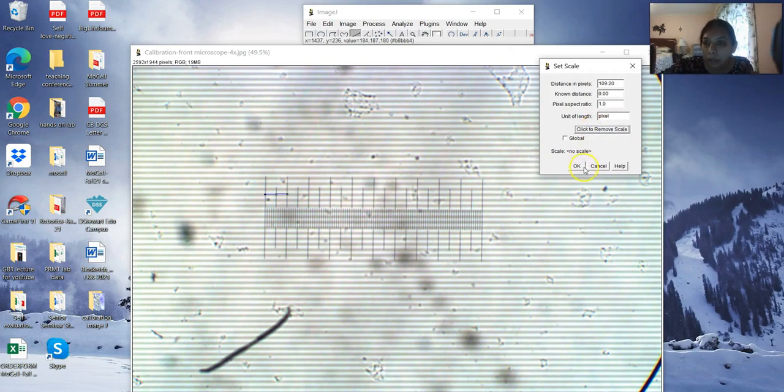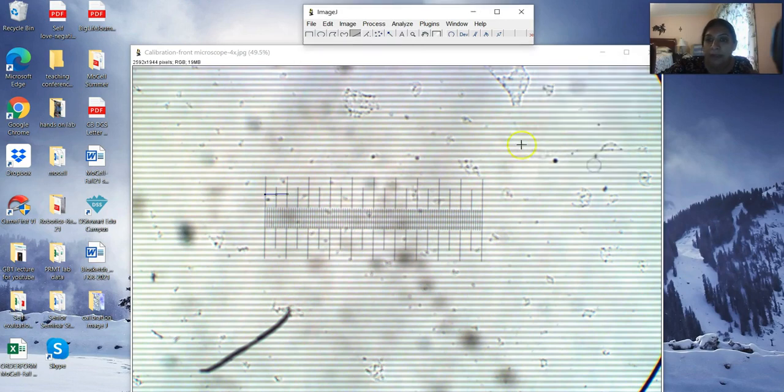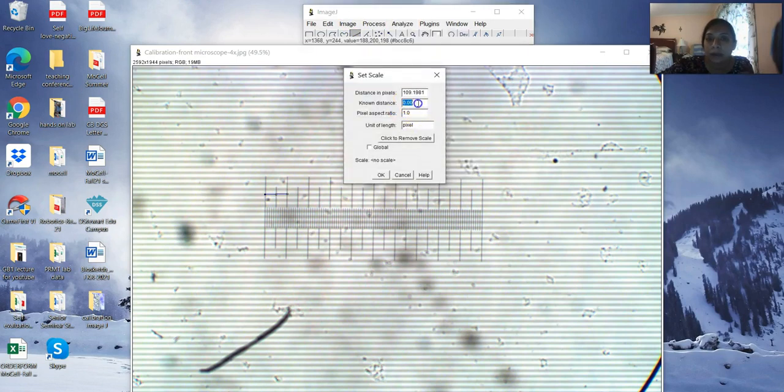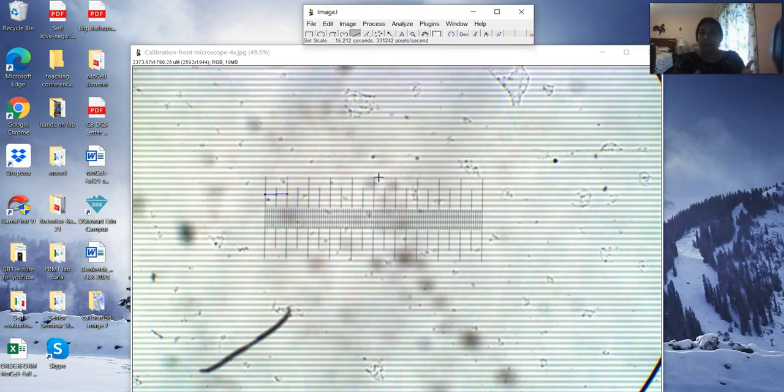Now, I'm not actually sure if I had a scale on that already, so I'm going to just do it another time. Set scale there, so the known distance is 100, and these are in micrometers. And so it tells you that you have about 1 pixel per micrometer in this case. So that's going to be my calibration for the 4x objective lens.